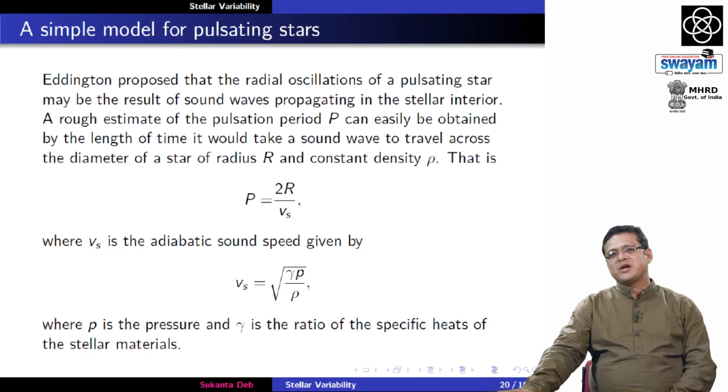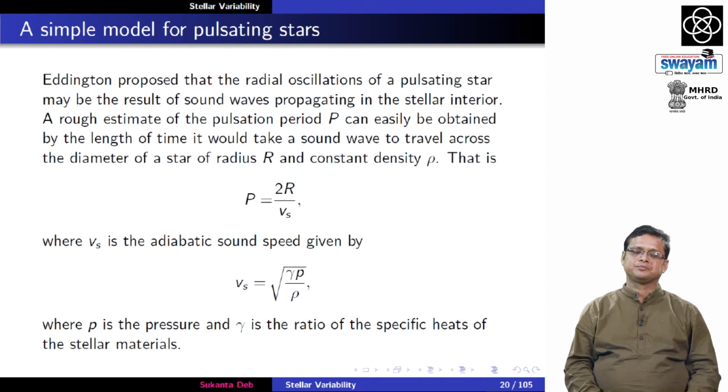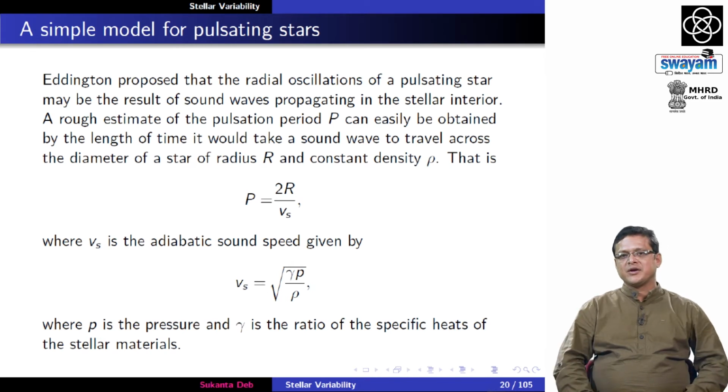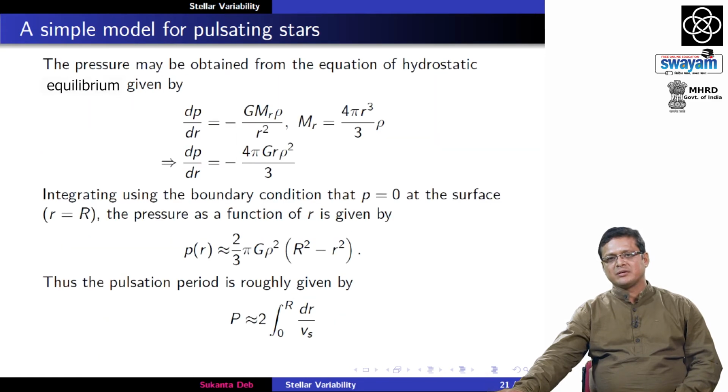Now, a rough estimate of the pulsation period can be easily obtained by the length of the time it would take a sound wave to travel across the diameter of a star of radius r and constant density rho. So, therefore, the period capital P is twice r divided by V s, where V s is the adiabatic speed of sound given by square root of gamma p divided by rho, where p is the pressure and gamma is the ratio of the specific heats of gases of the stellar material.